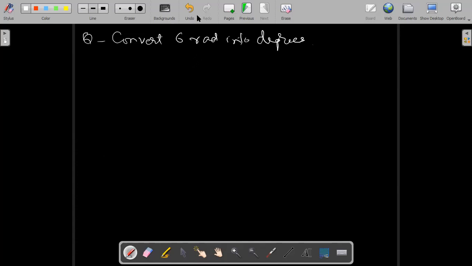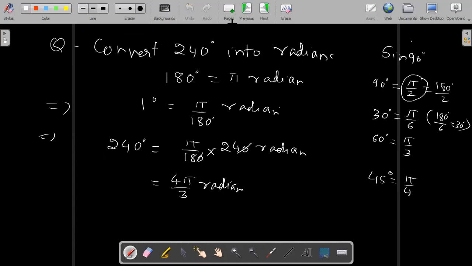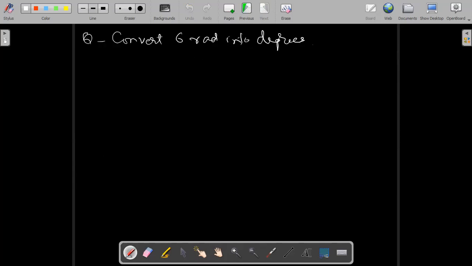What we have seen previously is degree into radian. Now radian into degree. So 6 radian into degree. 6 radian, there is no pi. So you know that pi radian is equal to 180 degree. So 1 radian is equal to 180 degree by pi.